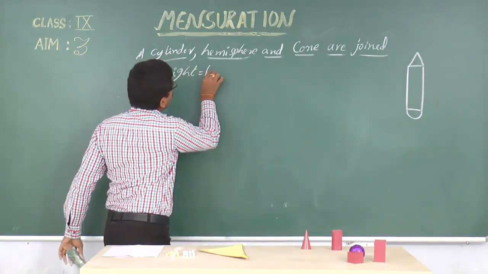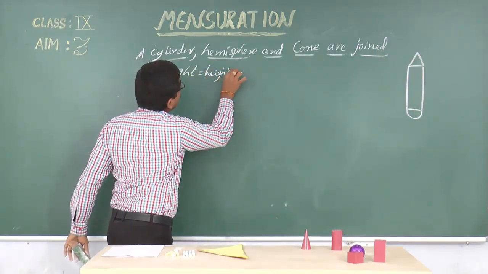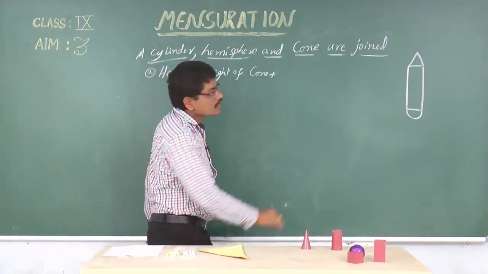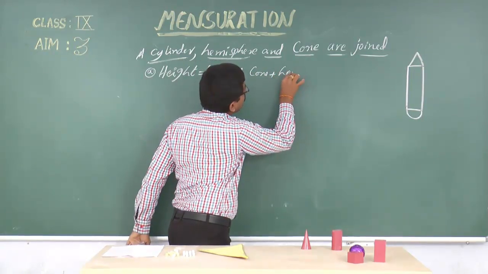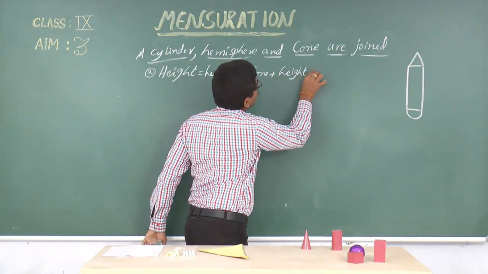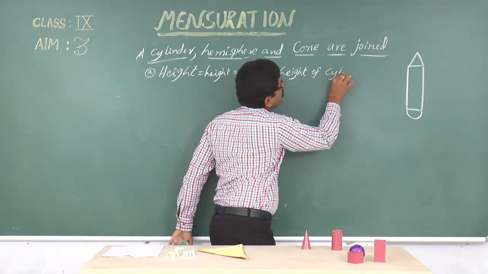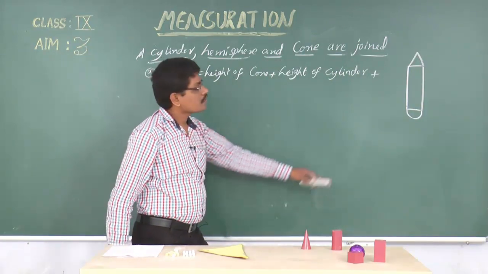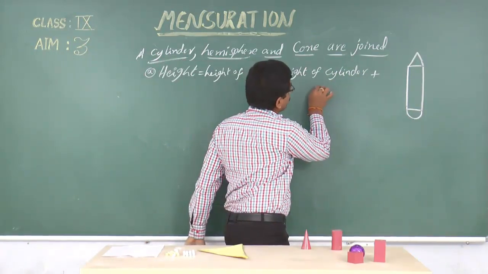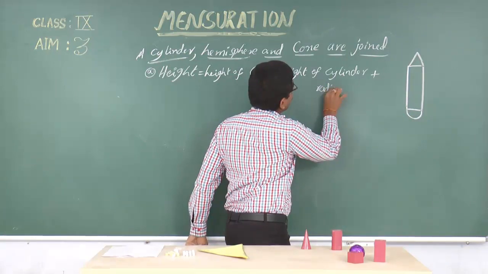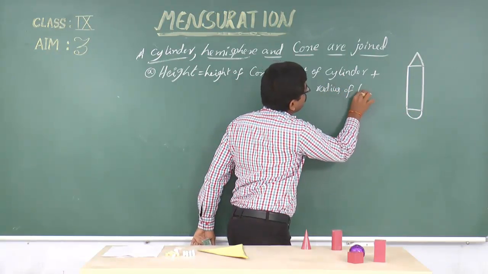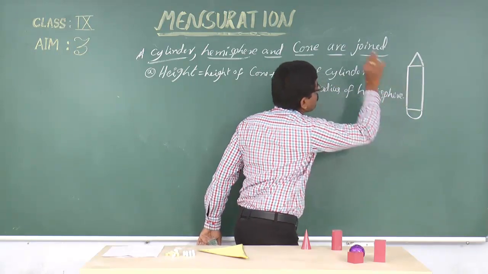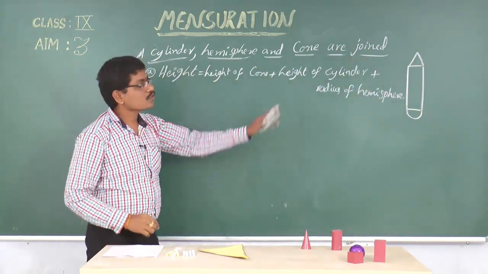So height of cone plus height of cylinder plus radius of the hemisphere. That is the height of the new solid.